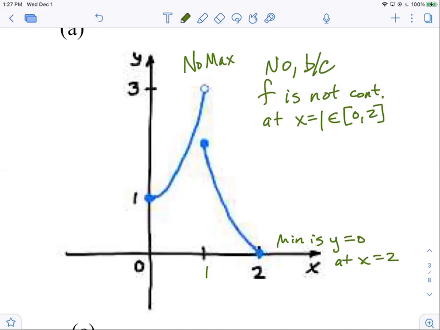Do we have a local max or min at x equals 1? No, because if you go to the y value immediately to the left, you have values that are bigger, and immediately to the right, you have values that are smaller. So it's a critical value, but not a local max or min. Bigger on this side, smaller on that side. So we'll say no local extrema.